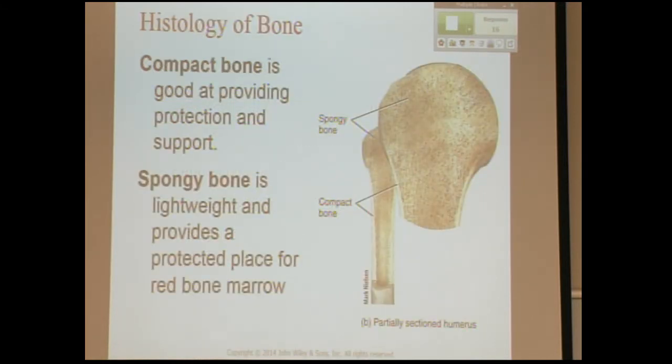And of course, in the long bones, there's compact bone in the shaft, and then spongy bone at the ends. And what about flat bones? Do they have compact and spongy? They do. So they've got compact on the outside, spongy in the middle, compact on the other side. So you do find both types of bone tissue in both types of bones.